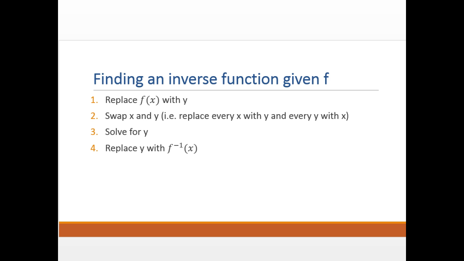Finding an inverse function. Let's first talk about how to do that. There are 4 steps you'll need to take to find any inverse function. Typically when we're writing a function, we're writing with f of x. So to find the inverse function, we're first going to replace f of x with y. We do this because it's simply easier to write y than f of x. Next, we're going to swap x and y. In other words, replace every x with y and every y with x. We're then going to solve for y, and our last step is to replace y with f inverse.